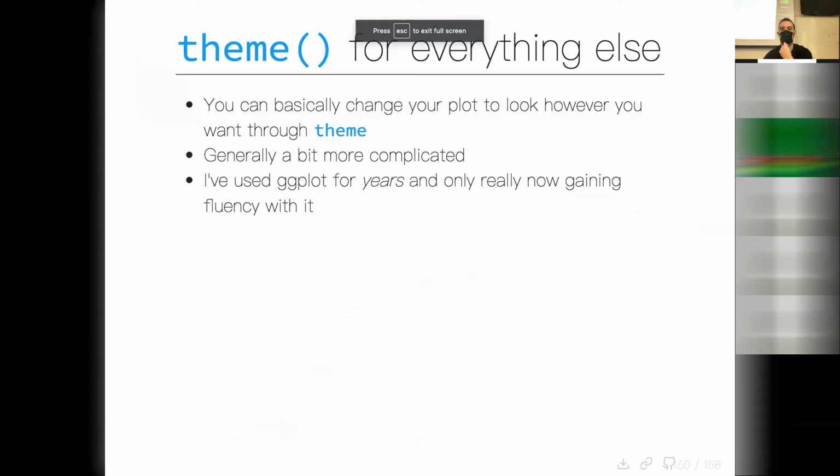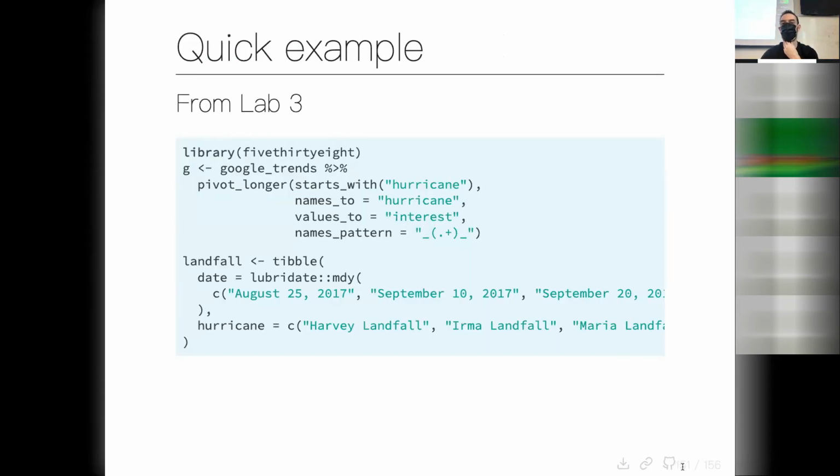And then after that, if none of those things are getting you exactly what you want, well, then it's time to jump to the theme function. Okay, I've talked about theme quite a bit. You've seen me use theme quite a bit. It's quite a bit more complicated. As I've said, I've used ggplot for years, and I've really only in the last maybe 2 to 3 years gained any sort of fluency with it. It makes sense once you understand the logic of it, but it's complicated. So that's part of why I recommend using ggThemeAssist to start.